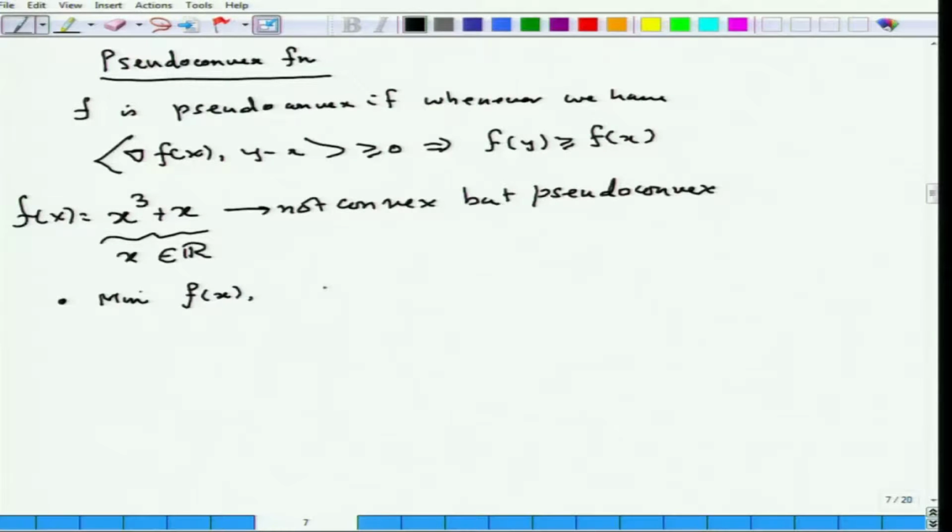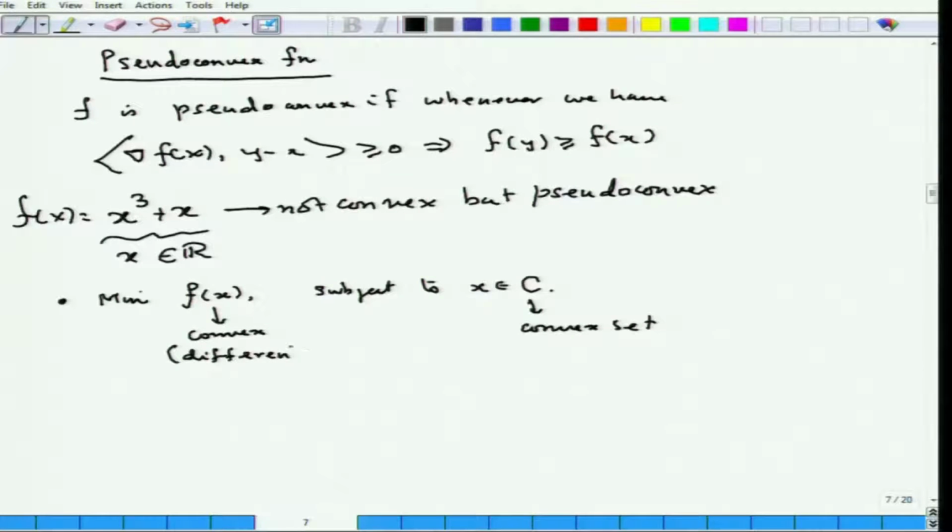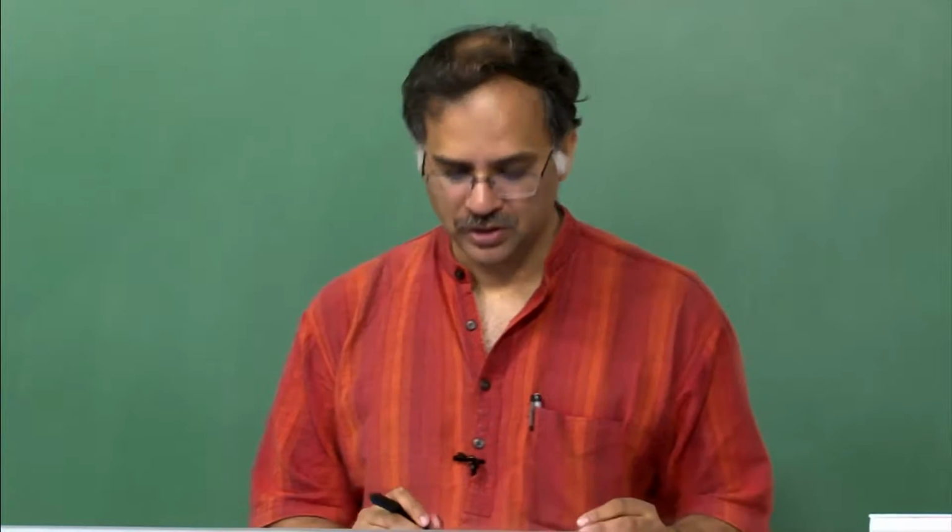minimize f(x) subject to x element of C, which means that here I consider f to be a convex function and C to be a closed convex set or just a convex set, and I will consider f is convex and also differentiable.